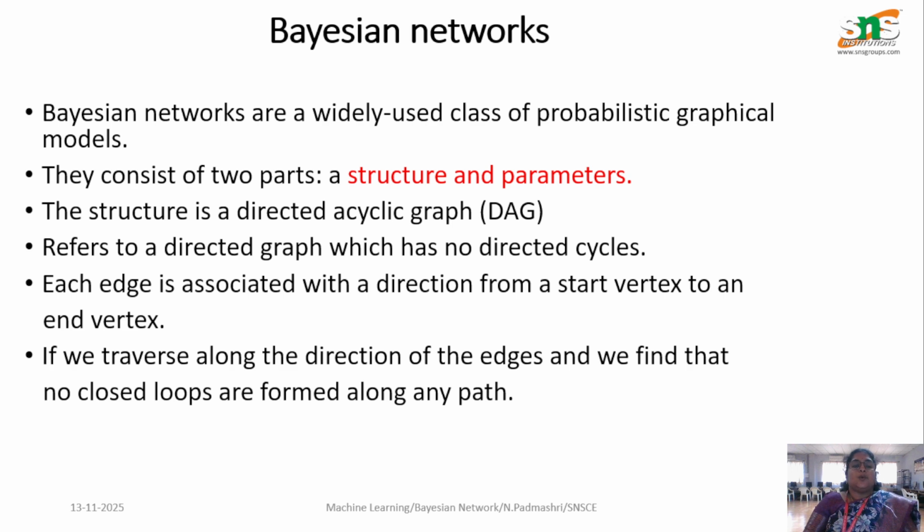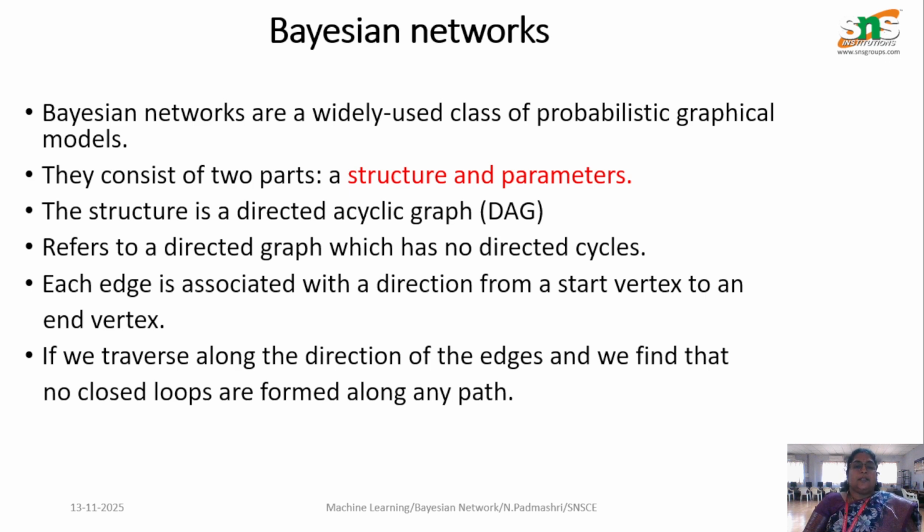It's a mainly used class of probabilistic graphical model, right? So this network has two parts. We can separate it as a structure and parameters. As we all know, a network will have a complete structure, right? And there will be various parameters associated with the network. So the structure here is called a directed acyclic graph, DAG.